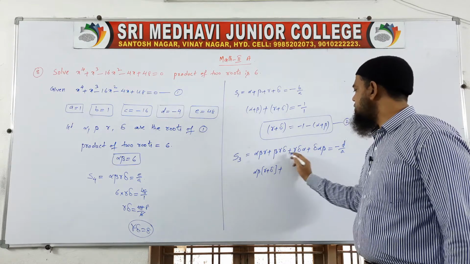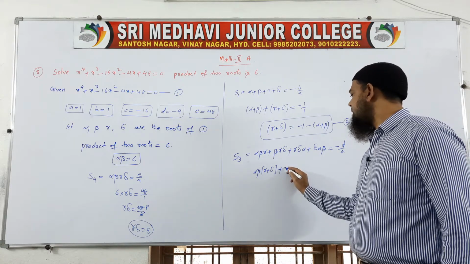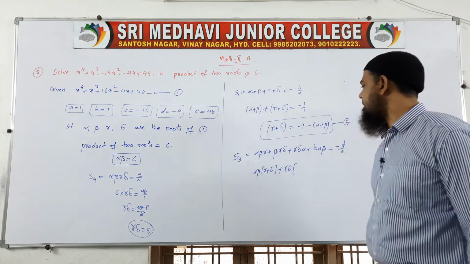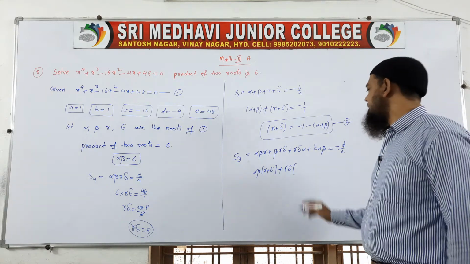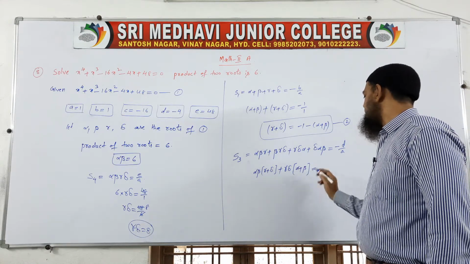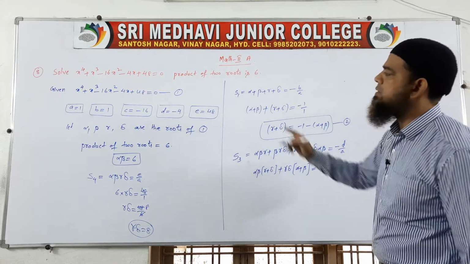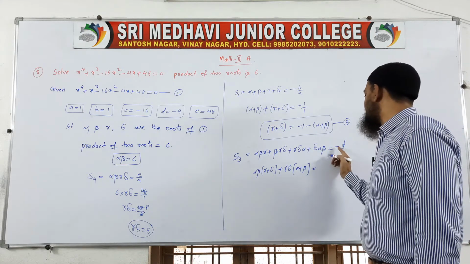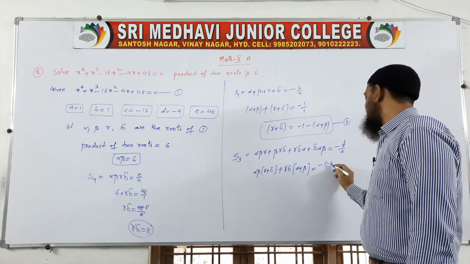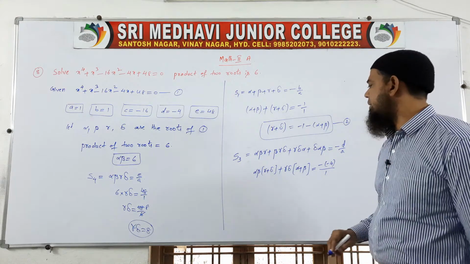Plus, see these two things. From this I am taking gamma delta common. When I take gamma delta common, you will get alpha plus beta is equal to minus d by a. What is d? Already in this formula, the value of minus d is minus 4, so minus 4 by a means 1.